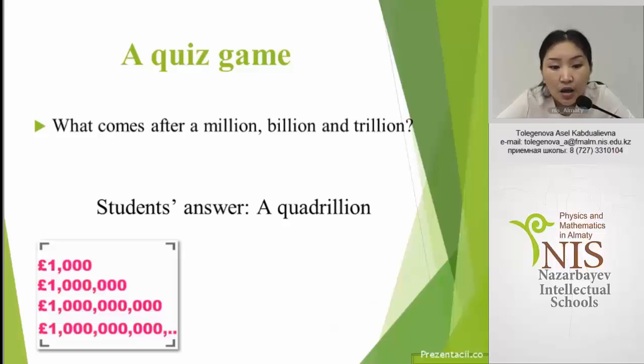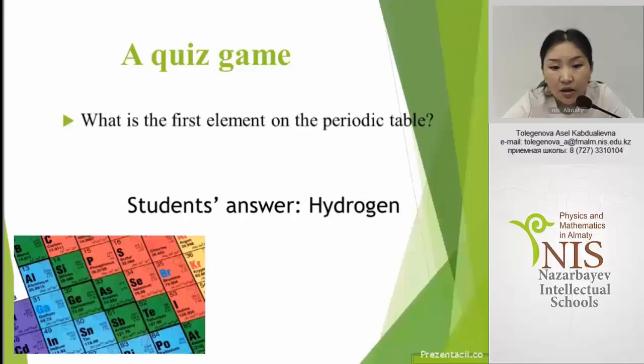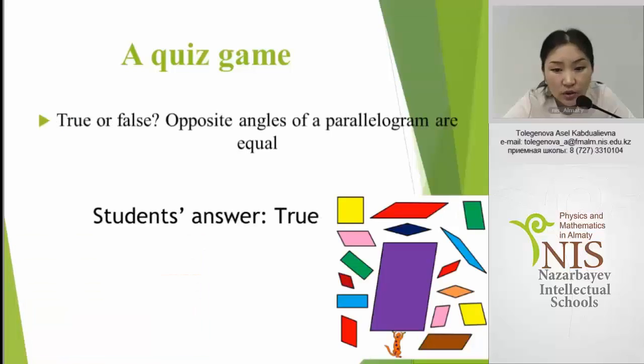The first question was, what comes after billion, million, and trillion? The students' answer was a quadrillion. The next question: is sodium hydroxide an acid or base? Students' answer is base. What is the first element on the periodic table? Students' answer, hydrogen. True or false? Opposite angles of a parallelogram are equal. Students' answer, true.